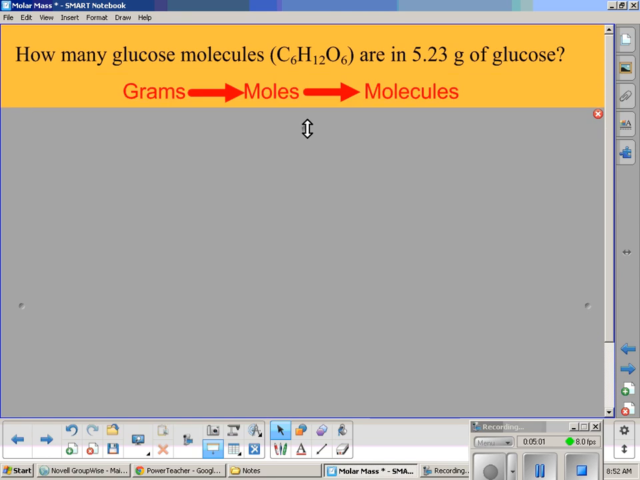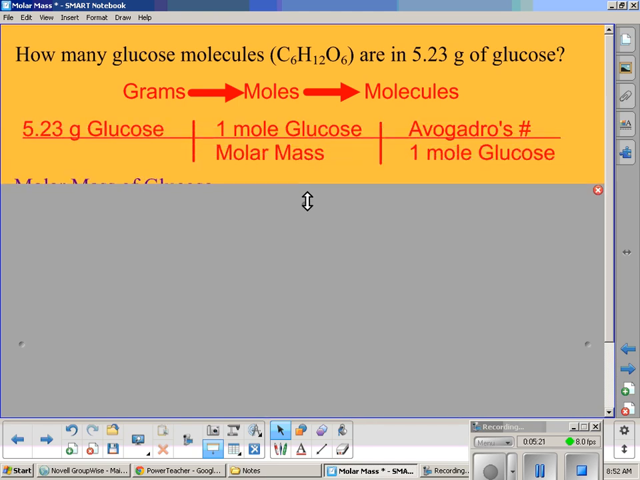So we're going from grams to molecules, but we have to convert to moles in between. So we're given 5.23 grams, and we have to convert that to moles, and we convert the moles to molecules. And you can do this in 2 steps, as I've shown you in the last slide, or we can do it all in 1 step.